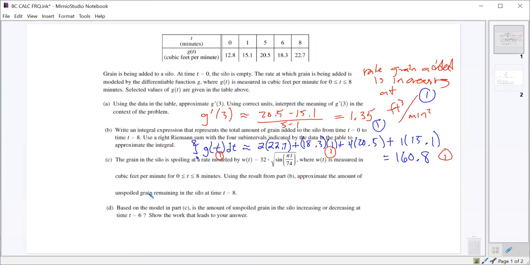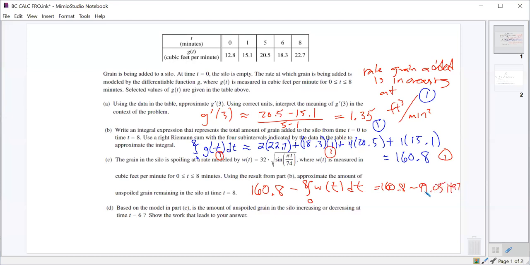We're going to approximate the amount of unspoiled grain remaining in the silo after 8 minutes. So after 8 minutes, we had 160.8 cubic feet that we put into the silo. But how much of it spoiled? Well, the integral from 0 to 8 of w of t dt spoiled. The scoring guidelines said that number was 99 point something. So our final answer ought to be 160.8 minus 99.05, 1497.